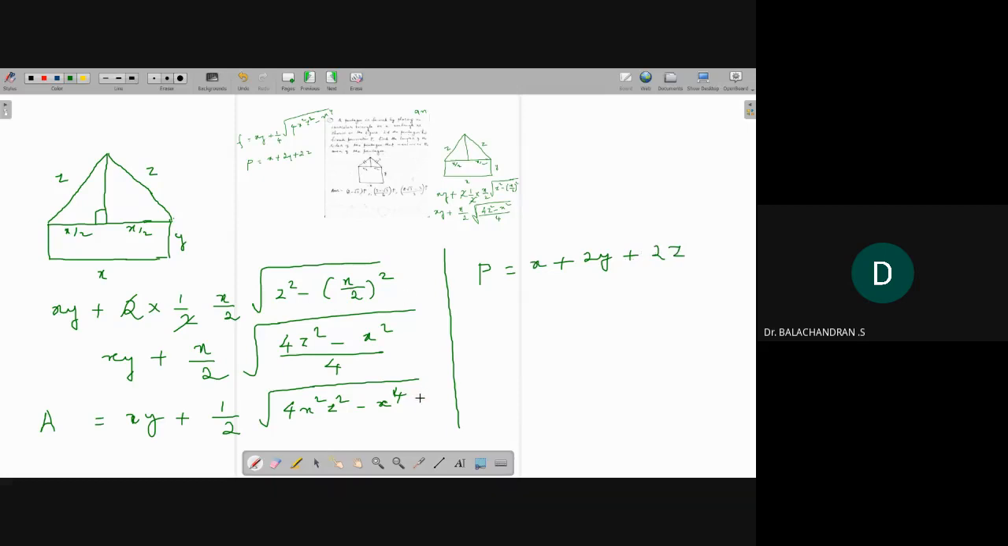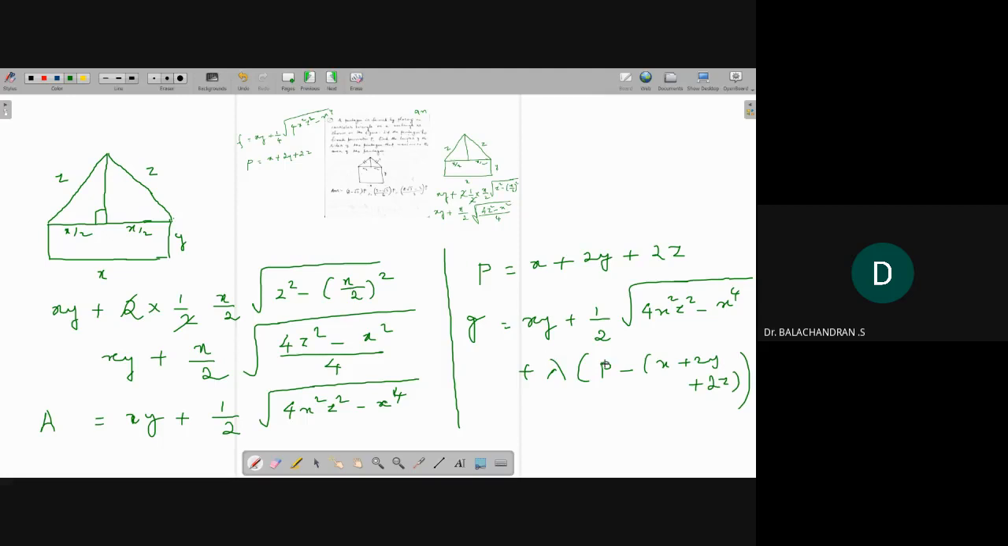Okay, now from this we can form the Lagrangian function g. Okay, g equal to A plus lambda times (P minus this one). So I will write directly: xy plus 1 by 2 root of 4 x square z square minus x power 4 plus lambda times (P minus (x plus 2y plus 2z)). Okay, so this is the function.